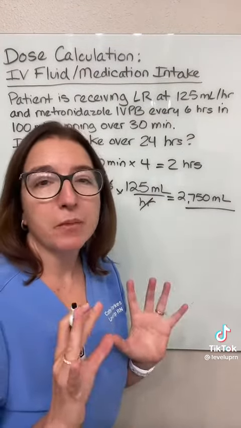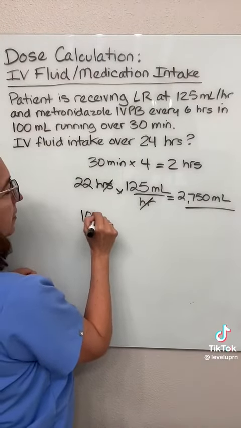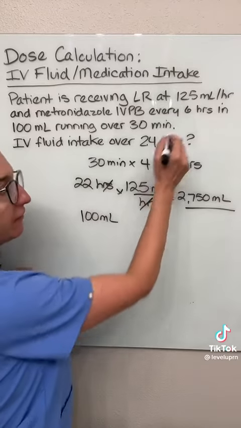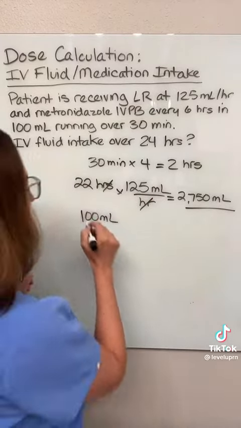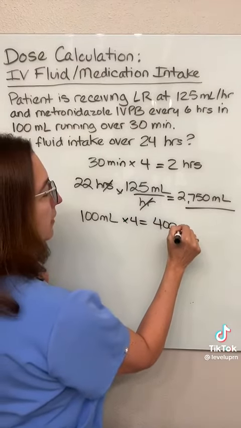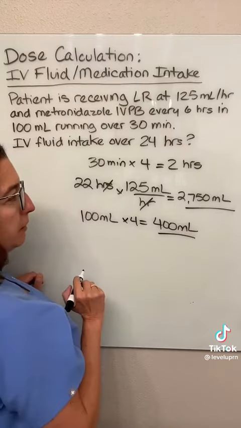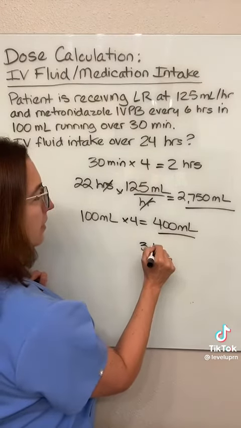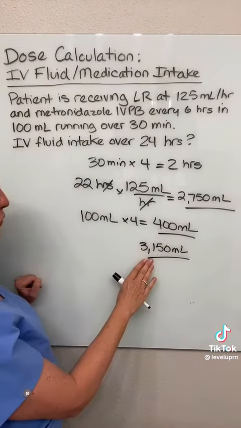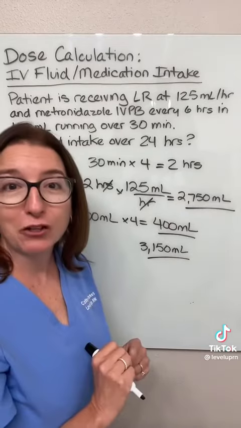And then from their IV piggyback, they are getting 100 milliliters each time they receive their medication. And they're getting their medication every 6 hours, 4 times a day. So 100 milliliters times 4 equals 400 milliliters. If you add up 2,750 and 400 milliliters, you end up with 3,150 mLs. And that is their total fluid intake from their IV medications as well as their IV fluids.